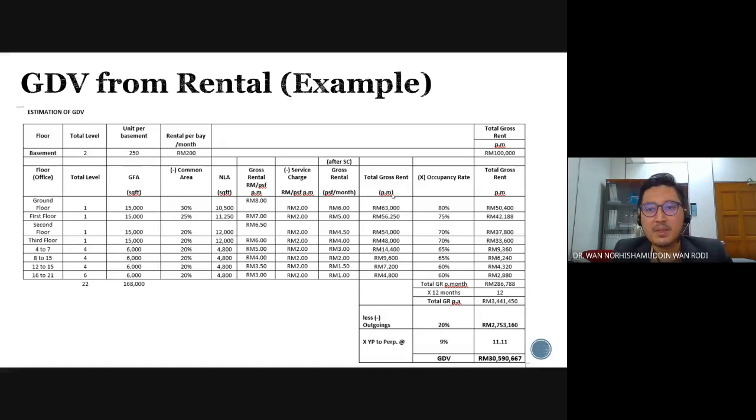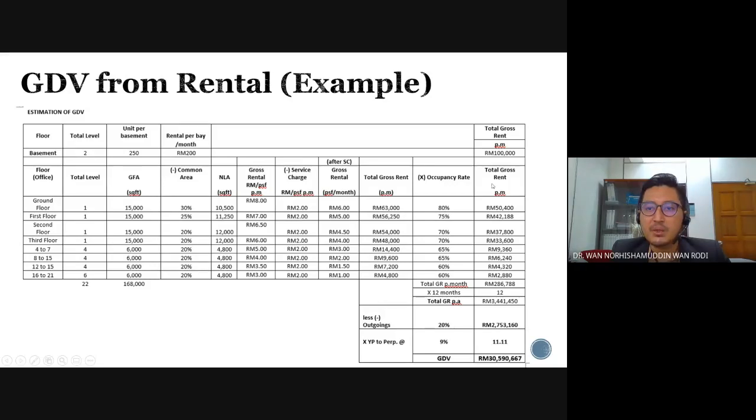And it has been made worse after the pandemic. When we look into the data, the occupancy rate has been reduced because most people tend to work from home because of the PKP, PKPD, and so on. So you have to make your own assumption on the occupancy rate based on the current situation and also on the market data. And then you multiply the total gross rent with the occupancy rate.